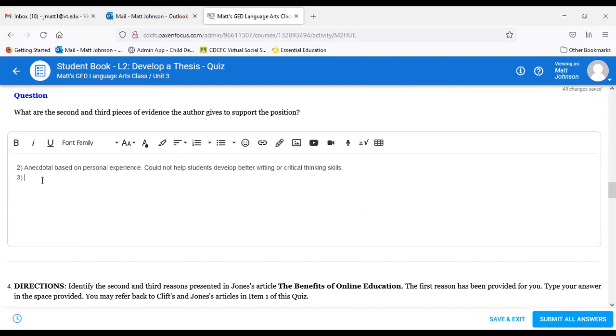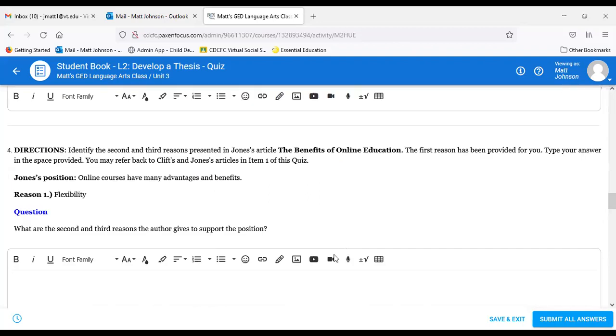So her claim being that, another personal experience based on pay versus time spent. We'll copy there and we'll paste here.